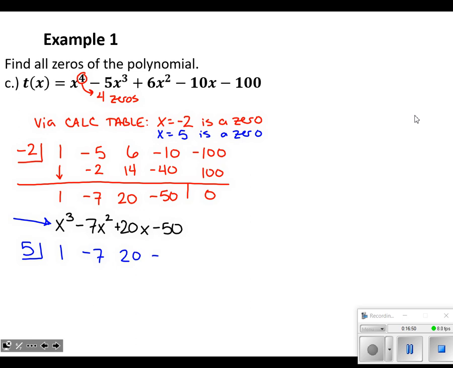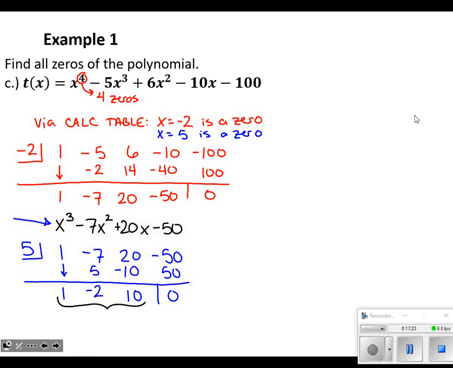And I'm hoping that I can continue to divide that down to something that I can use quadratic formula or factoring or square roots. So we drop down the 1. Hey, we're good. 0. Things are shaping up pretty nicely right there. So at the end of this synthetic division, realize that our calculator gave us 2 out of the 4 zeros right here, just out of that table.